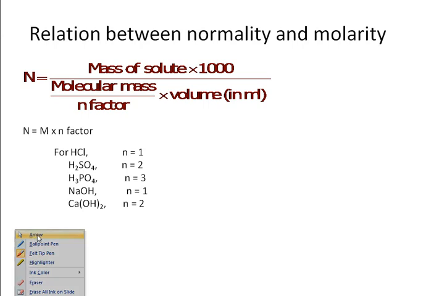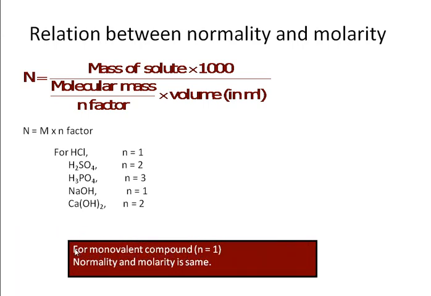Here we will discuss if a solution, it may be an acid, a base or a salt, is a monovalent compound. If it is a monovalent compound, its n factor value is 1. In that case the molarity and normality are the same. So in case of a monovalent compound the normality and molarity are the same. The molality term we will discuss in the next video.